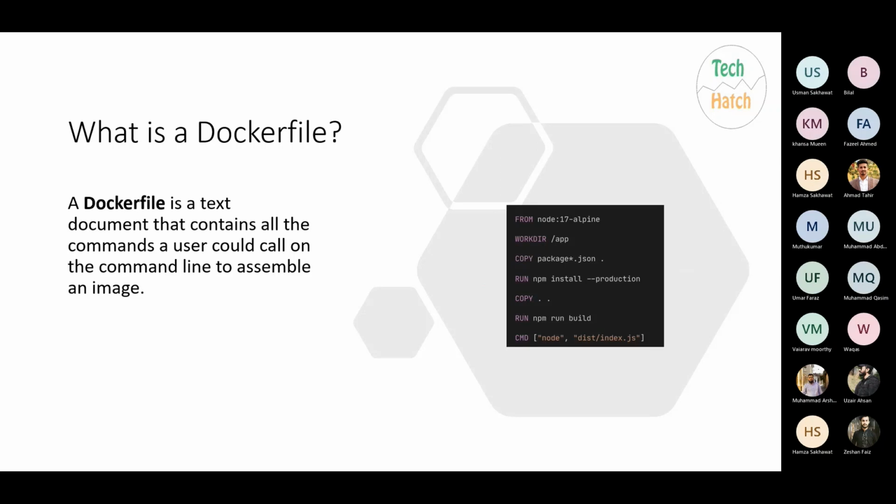Before starting anything, we need to understand what actually a Dockerfile is. A Dockerfile is basically a simple text document that contains multiple instructions, and all those instructions are responsible for performing different tasks according to their role or according to the use case. All of those instructions are assembled in a single text document to create an image. That particular text document is basically known as a Dockerfile.